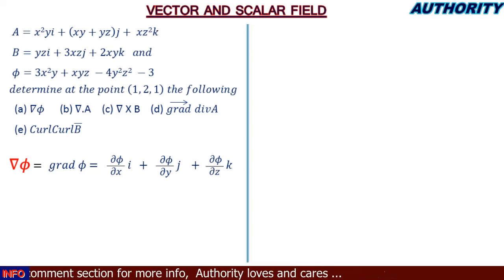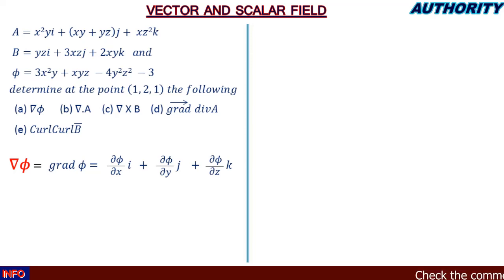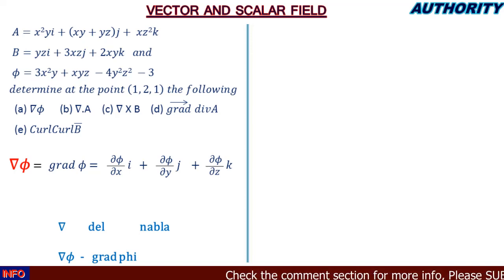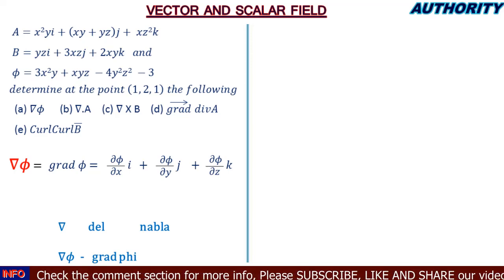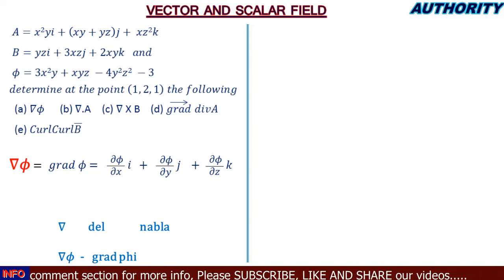We see that this phi is a scalar function, and grad phi turns it to a what? A vector. So therefore, we say that the operation we just performed is called a vector differential operator. Look at this sign. We call it del or nabla. It is called the vector differential operator.